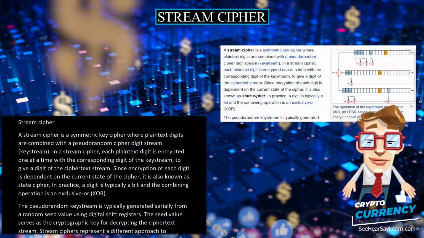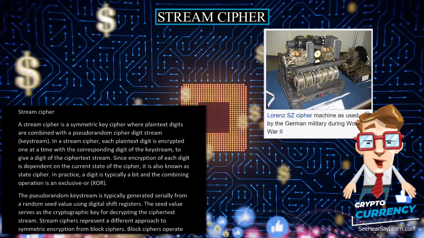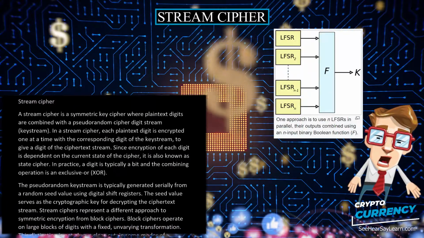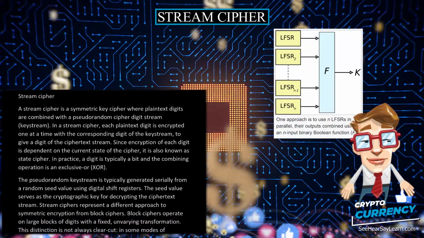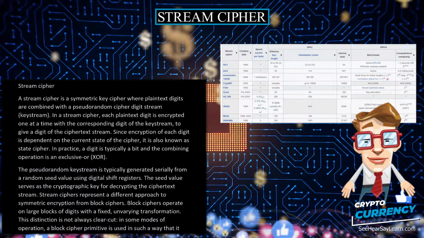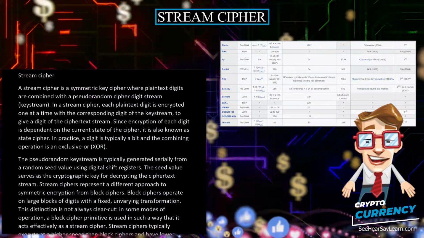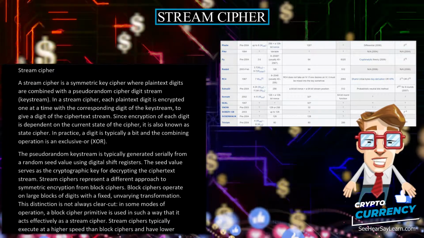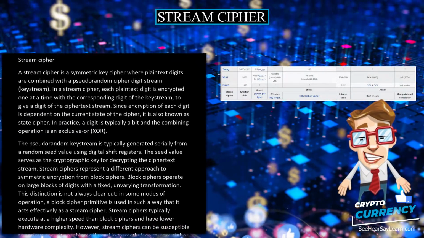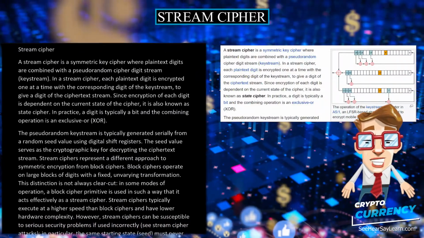Stream cipher. A stream cipher is a symmetric key cipher where plaintext digits are combined with a pseudorandom cipher digit stream, keystream. In a stream cipher, each plaintext digit is encrypted one at a time with the corresponding digit of the keystream, to give a digit of the ciphertext stream. Since encryption of each digit is dependent on the current state of the cipher, it is also known as state cipher. In practice, a digit is typically a bit and the combining operation is an exclusive OR, XOR.